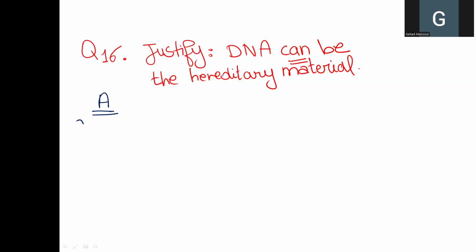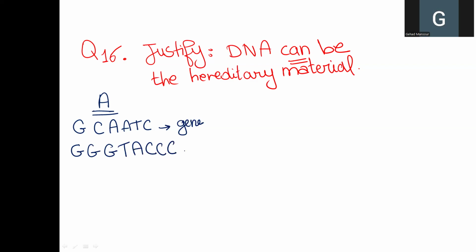For example, we can say then G, C, A, T, C, for example, is a particular gene. And therefore, if we have G, and then T, A, C, C, C, this is a longer sequence.